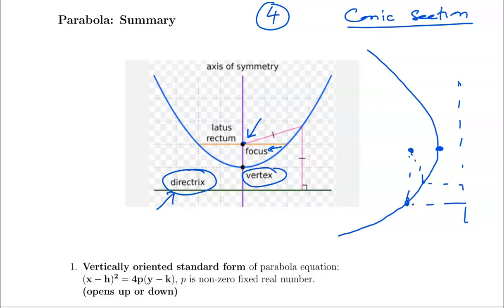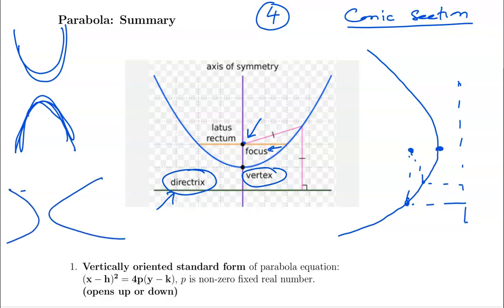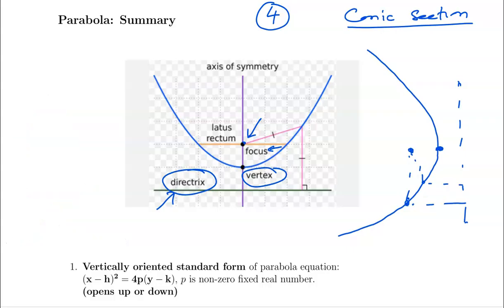Now, the parabola we divide into two different cases. One is a parabola that opens up or opens down. That's one kind of parabola. And another set of parabola opens right or opens left. Two sets of parabola. Because their equations are very similar, that's why we divide it into two different sections. So let's talk about opens up or opens down.